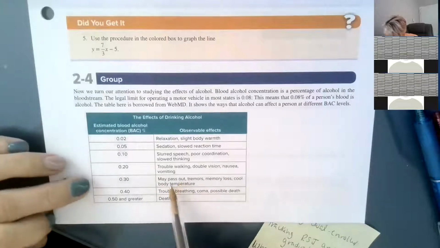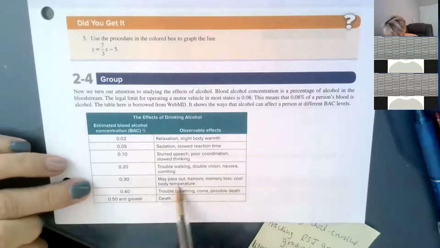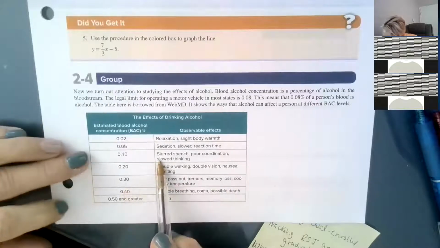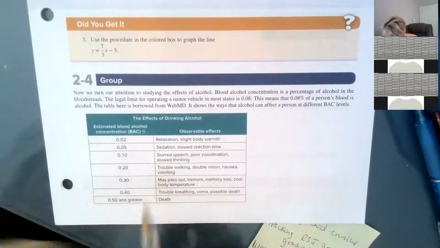So may pass out, tremors, memory loss, cool body temperature at 0.3, slurred speech, poor coordination, slow thinking at 0.10.